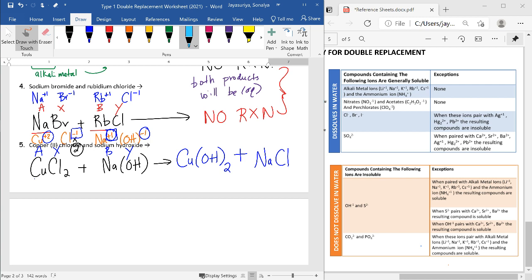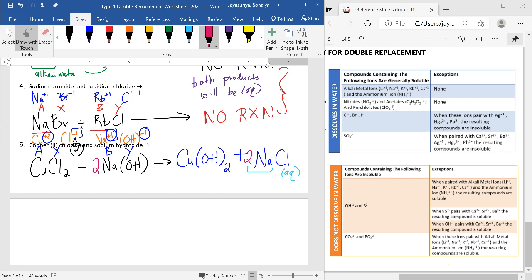Okay, so we got NaCl. Sodium is an alkali metal, always soluble, no exceptions. Gotta say that it's aqueous, but whoops, I'm skipping along too fast. Gotta balance this equation. We have two chlorines on the reactant side. Got to put a 2 in front of sodium chloride here. So that means I got to put a 2 in front of the sodium hydroxide and be good.